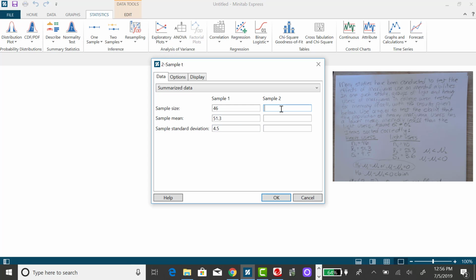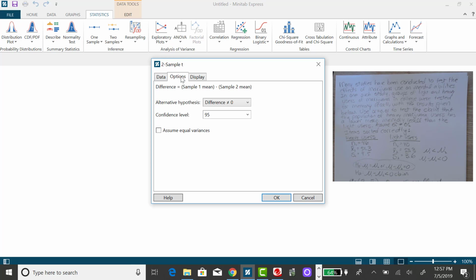The second sample had a sample size of 40. Its sample mean was 53.3, with a corresponding sample standard deviation of 3.6. Now I need to select options, so I can change this to a lower tail test. And I don't want to click assume equal variances because in the problem we're told to assume the variances are not equal.